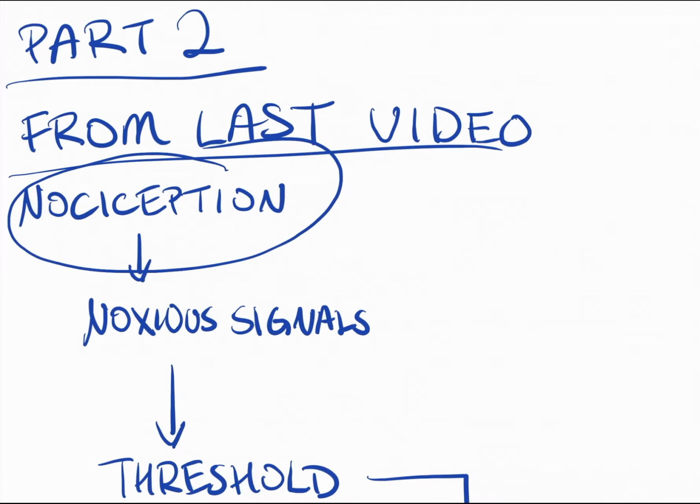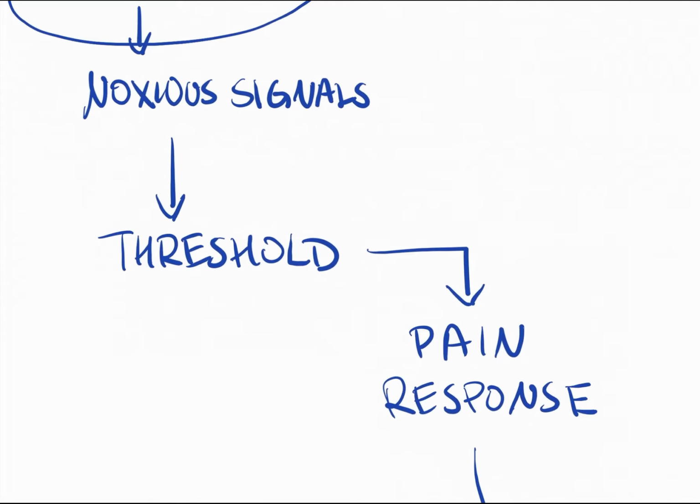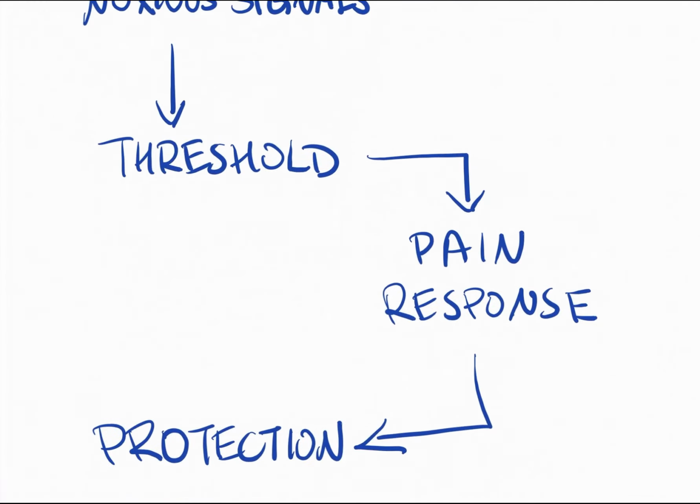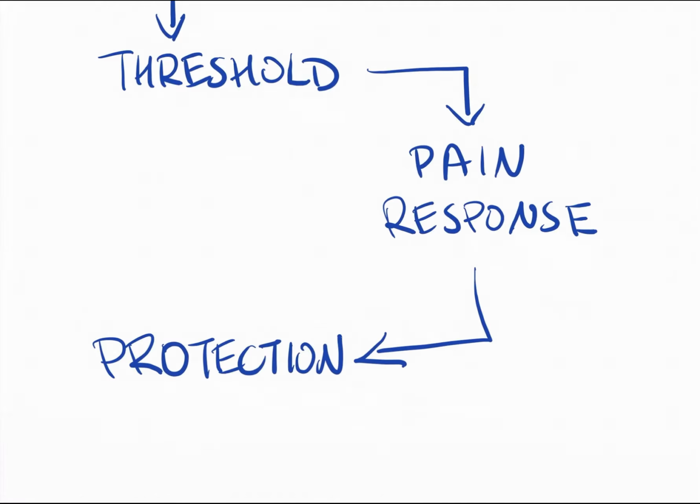But just to recap real quick from what we talked about last time. We were talking about nociception, which was also how pain was generated. Nociception is basically the perception of noxious signals or stimuli that, once they're past a certain threshold, lead to a pain response, the pain that we feel. And that then leads to protection of the injured area or part.